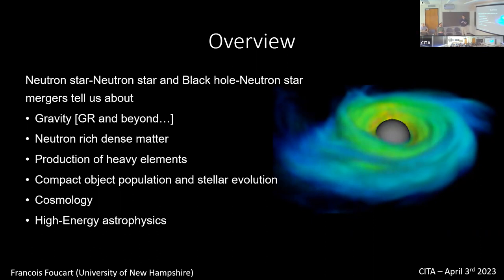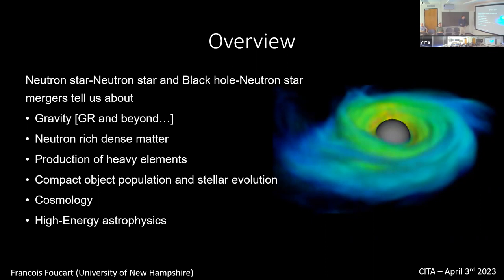And one way to get at that kind of physics is to look at the macroscopic properties of neutron stars, their radii and masses allowed in the universe. We can do that, among other things, through the observations of compact binary mergers, but also through the observations of X-ray emission from neutron stars, such as done by NICER, for example.